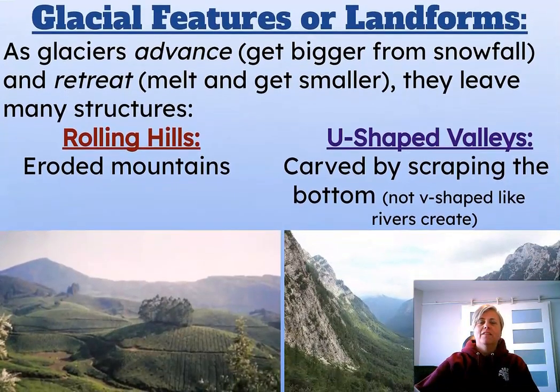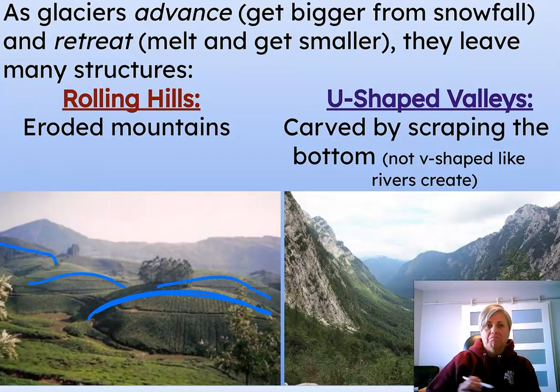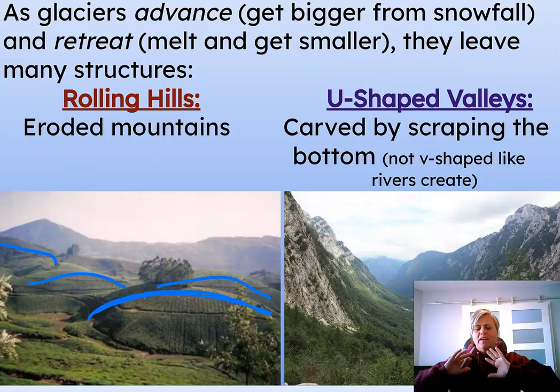Okay, so let's look at some actual formations made by glaciers. So glacial features or landforms. First one we'll talk about is a rolling hill. So rolling hills are these nice smoothed out, I guess they've kind of been like rounded off mountains. So think of a glacier as a big heavy sort of bulldozer, and it's moving over these rough rocky edges and just smoothing them out like sandpaper. That's what rolling hills end up looking like.